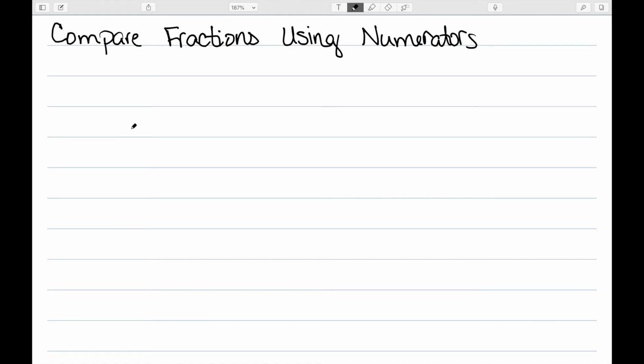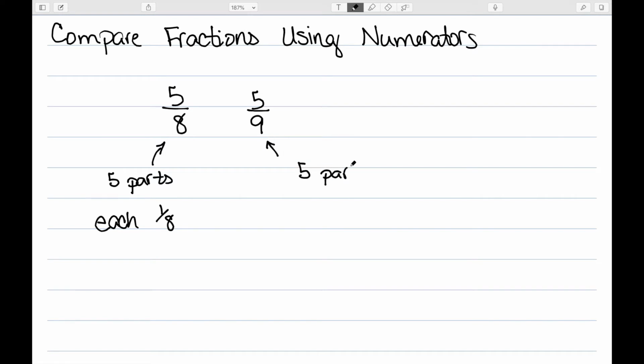In this video, I want to talk about comparing fractions using common numerators. So if I have something like 5 over 8 and 5 over 9. So this one, we have 5 parts that are each size 1 over 8. Here we have 5 parts that are each size 1 over 9.